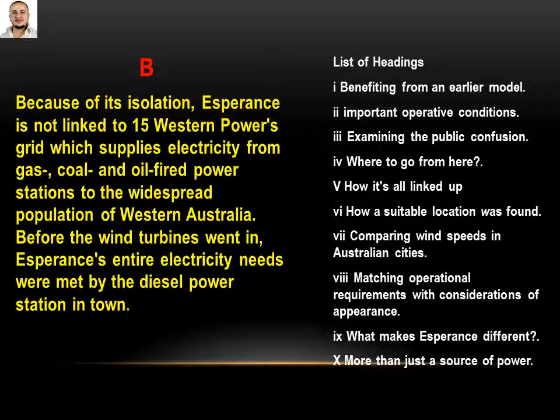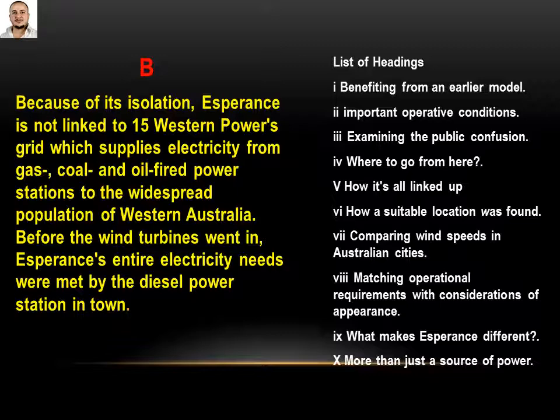So, let's come to the list of headings. Number 1, benefiting from an earlier model. No, it doesn't talk about that. Number 2, important operative conditions. I see no conditions here. Number 3, examining the public confusion. Nothing talks about that. Number 4, where to go from here? Where to go from here sometimes means where to go physically, and sometimes it means what next, which means what's the next target, the next goal, the next aim, or the next plan.